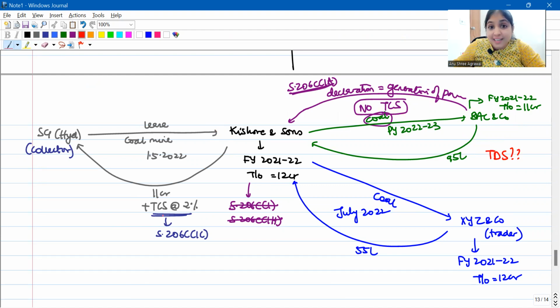Okay, now TDS is from whose perspective, guys? See, TCS is from the seller's perspective. Seller will collect the tax. TDS is from the buyer's perspective, BAC and Co. Now, TDS on goods, only two sections we have, 194O and 194Q. See, 194O will not apply here because I'm not talking about e-commerce and all. So, at the maximum, we can think about 194Q. But I told you, we can't straight away apply 194Q. We have some conditions. Tell me, are the conditions fulfilled?